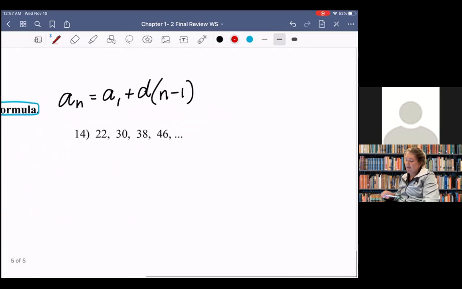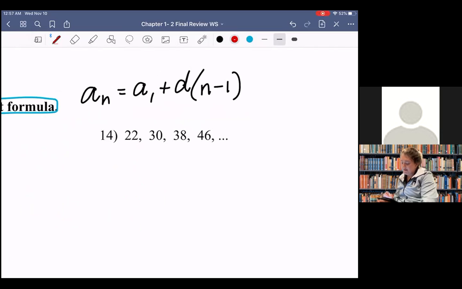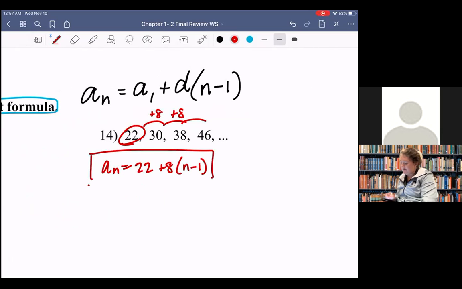Okay, we want to do the same thing on number 14. So I'm going to say a n equals my starting number, which is 22. Then I should have checked my pattern first. My pattern, I believe, is plus 8. So I'm going to go plus 8 in parentheses n minus 1. There's your explicit formula. Then we need to plug in 52.